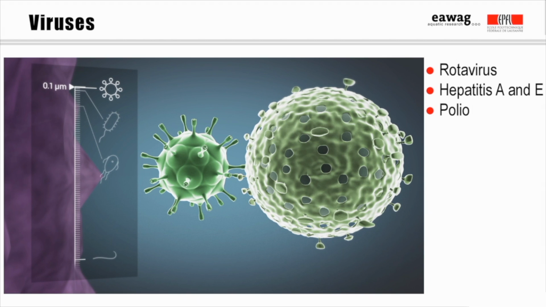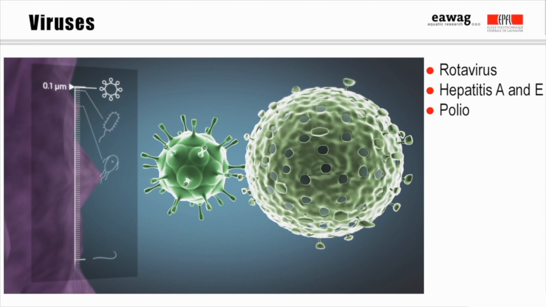Infected people shed large numbers of the virus in their feces, approximately 10 to the 11 viruses per gram of fecal matter. That's 100,000 of millions. The viruses are highly infective. Only 10 to 100 virus particles are needed to cause infection.